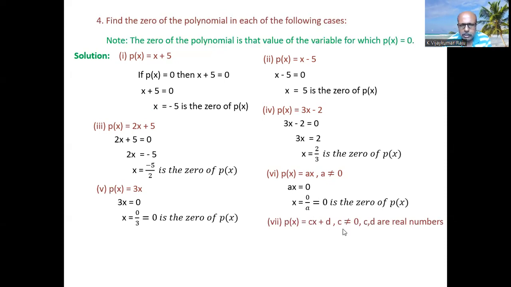Cx plus d. c is not 0, d is also not 0. They are some numbers. Now, Cx plus d. Take d to this side. Cx is equal to minus d. x is equal to minus d upon c. Minus d upon c will be the zero of this polynomial.